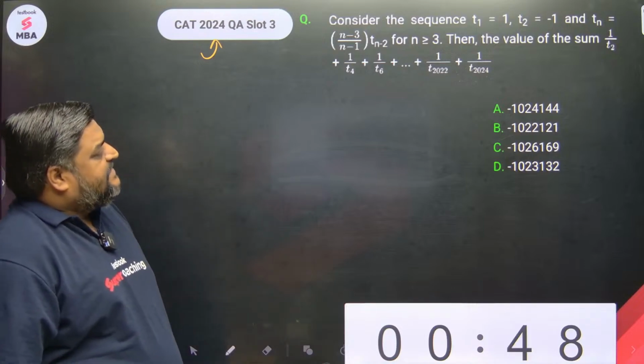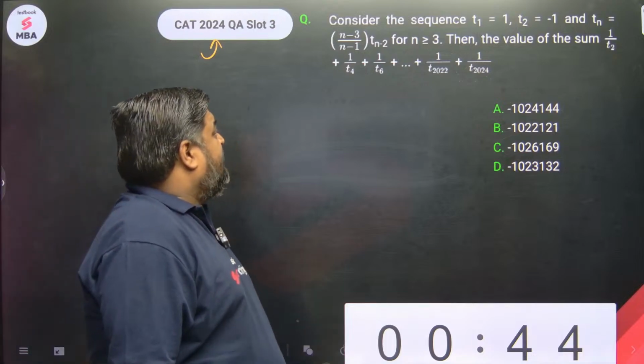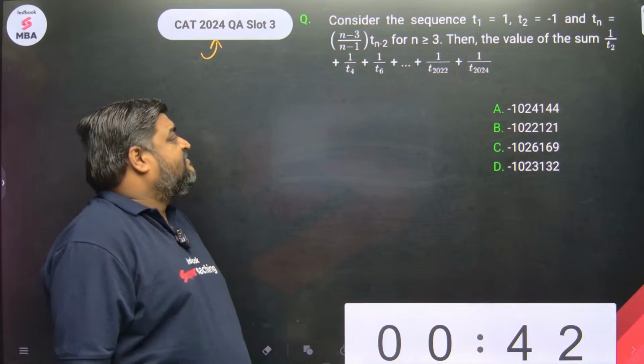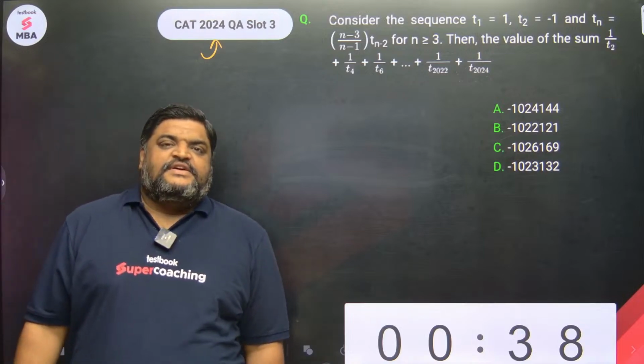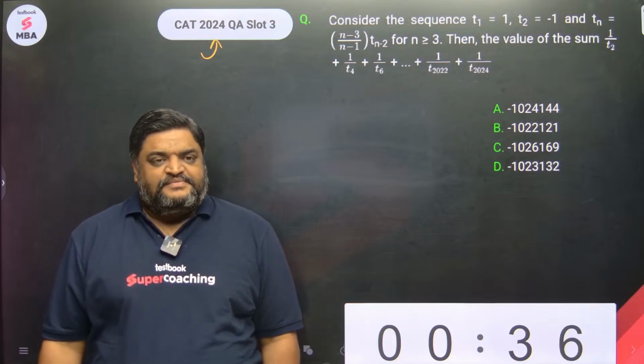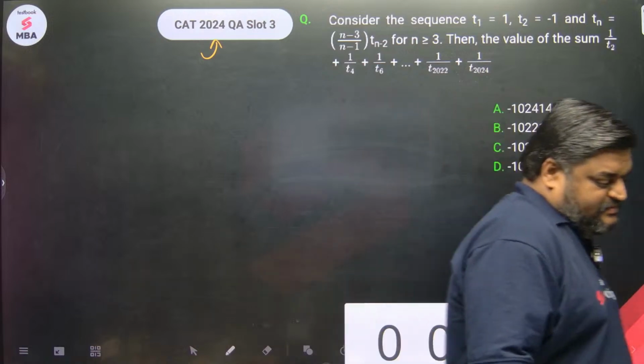Consider the sequence T1 is equal to 1, T2 is equal to -1, Tn is equal to (n minus 3) upon (n minus 1) times T(n minus 2) for n greater than or equal to 3. Come on, guys.